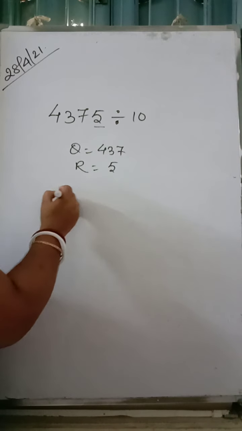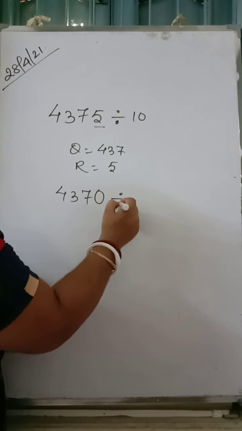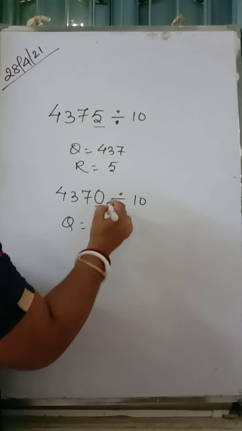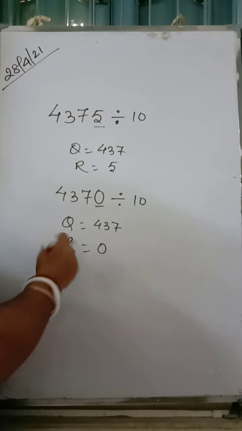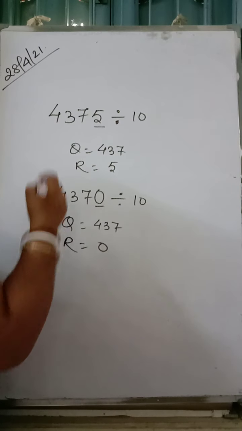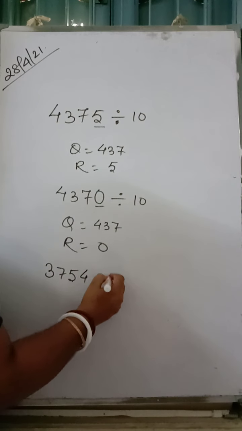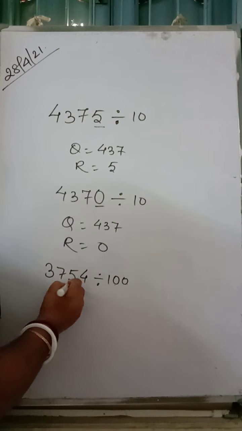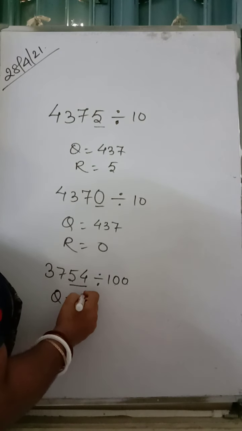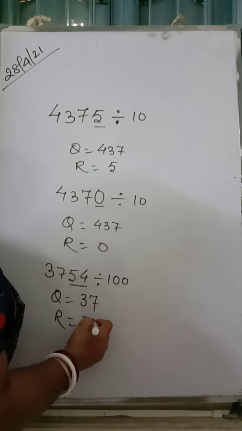Now you will say, ma'am, if it would be 4370 divided by 10, so there will be the quotient 437. There is no remainder, you can write 0, or you can skip it also, is it? If you want, you can write 0. If any number is divided by 100, so 2 zeros, so 2 digits will be the remainder, and the leftover will be the quotient. Quotient would be 37 and the remainder would be 54.